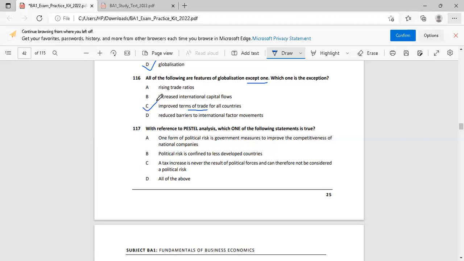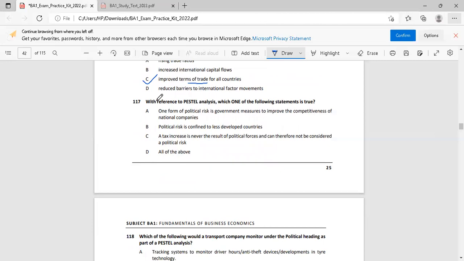With reference to PESTEL analysis, which one of the following statements is true? PESTEL: these are the factors, political, economic, social, technological, environmental, and legal. A: one form of political risk is government measures to improve the competitiveness of national companies. B: political risk is confined to less developed countries. C: a tax increase is never the result of political forces and can therefore not be considered a political risk. D: all of the above.